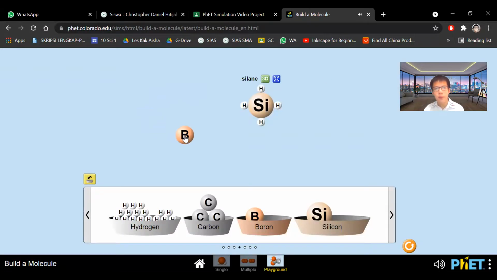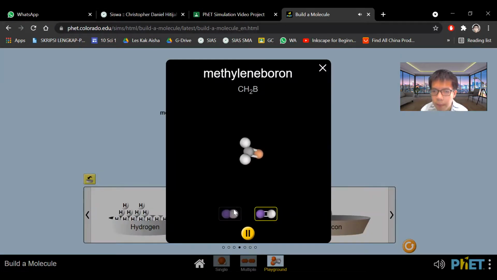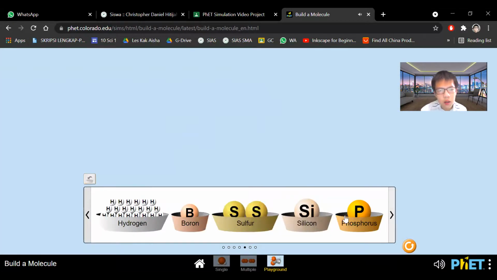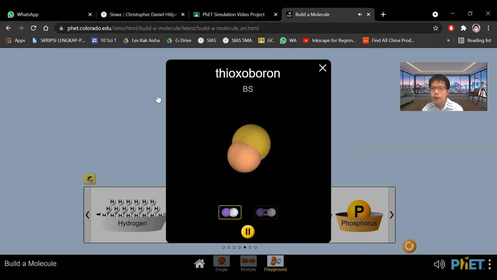Next, for example, boron with carbon and hydrogen. It becomes methylboron, and this is the structure, CH2B. How about with sulfur? Maybe boron becomes thioxoboron. The structure is BS.